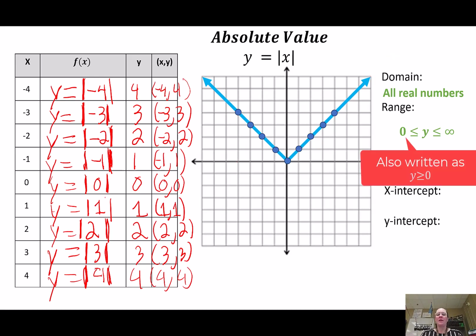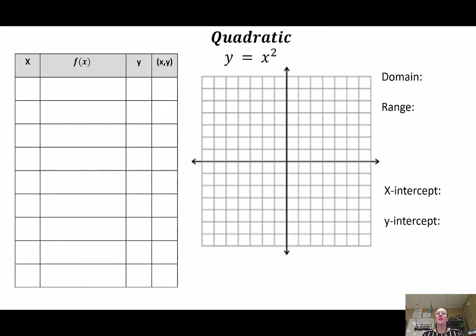Okay, and again, the x and y intercept for this one is where we cross the x and y axis. Both of those are again 0, 0. Okay, so now let's talk about our quadratic.